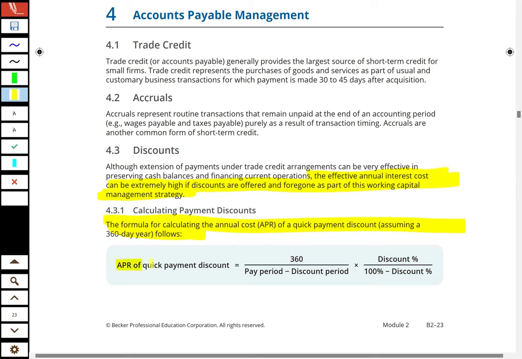Okay. So if you take a look, and again, guys, another formula, and I know the formula thing is getting a little old here, but you take the 360-day year, and what is the pay period? Typically 30 days. What is the discount period? Often 10 days. So that would be 360 divided by 20. That's basically telling you how many 20-day payment periods you have in the year. And then we take the discount, and then the 100 minus the discount, and multiplying, that's going to tell us the cost, the percentage associated with not taking the discount.